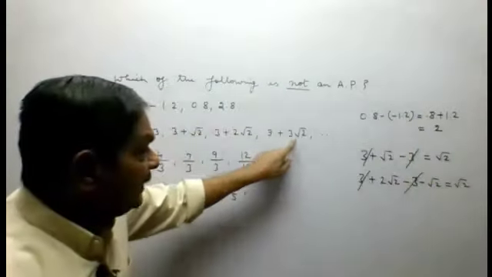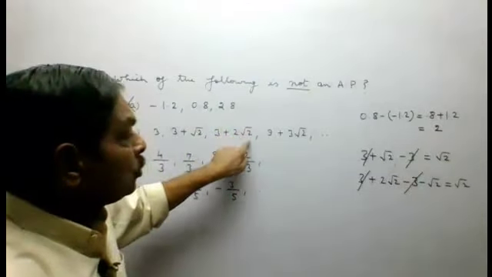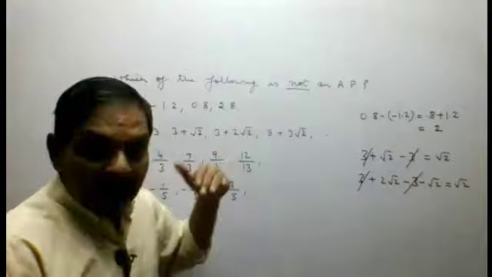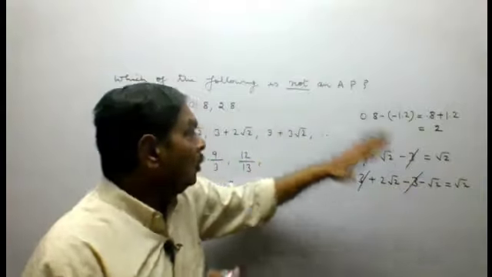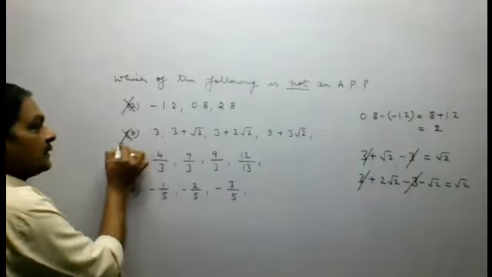Similarly, it is 3 plus 3 root 2 minus 3 minus 2 root 2 will give me root 2. Common difference is same, that is root 2, and hence this is an AP. It is not the correct answer.